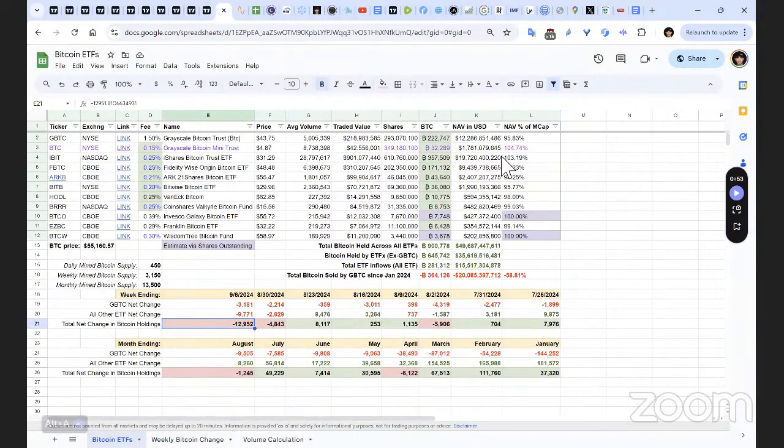Okay. And Grayscale is now only at 222 Bitcoin, but they do have a mini ETF at 32,000 Bitcoin. They'll probably convert all of the Grayscale ETF into the mini over time.